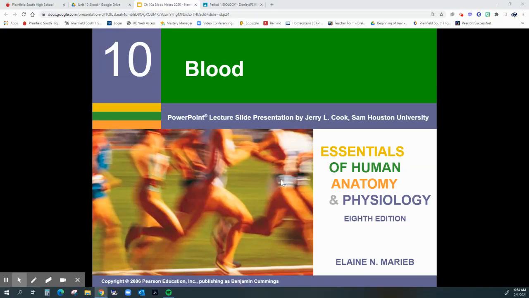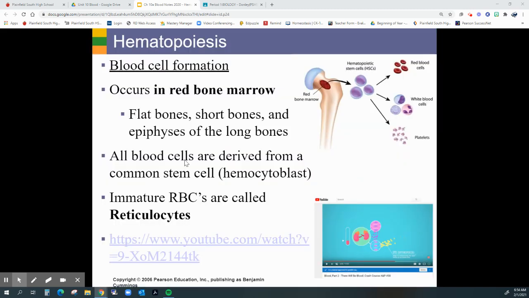All right, guys, so for this lecture, we're going to take a little bit of a look at the formation of blood cells, and the process is referred to as hematopoiesis. All right, so we're going to take a look at blood cell formation. All blood cell formation takes place in red marrow.